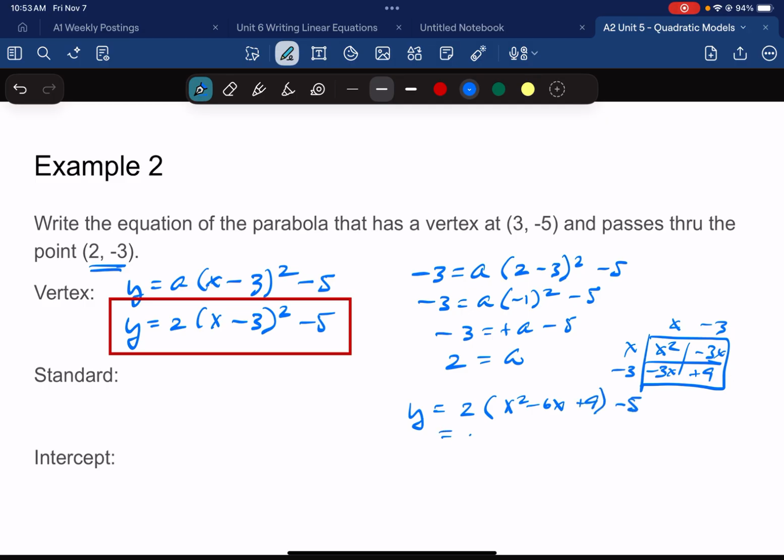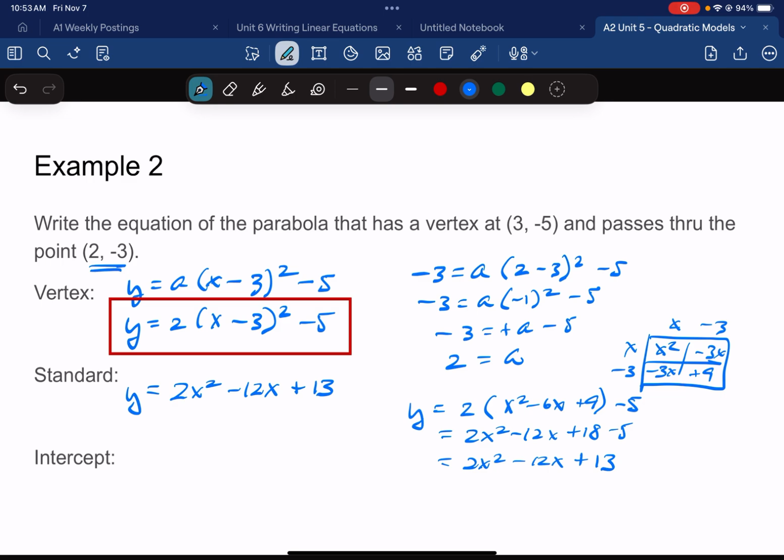So let's double everything. And then subtract 5. 18 minus 5 is 13. And so standard form is y equals 2x squared minus 12x plus 13.